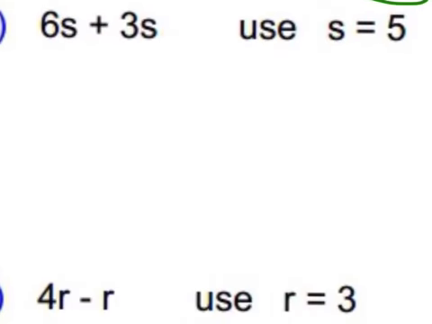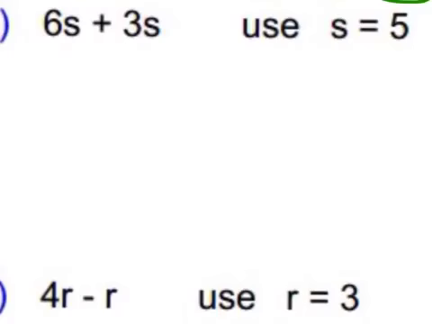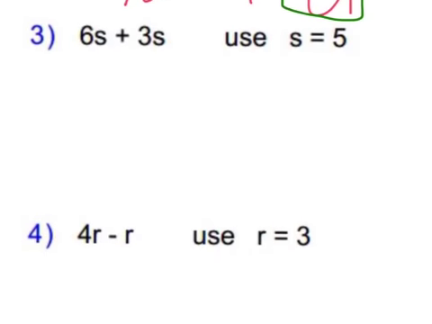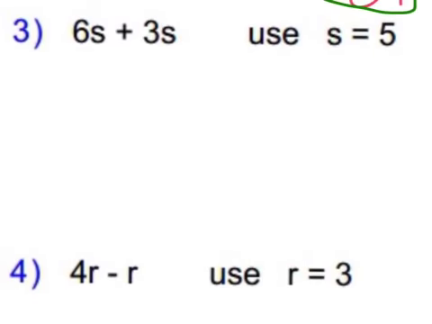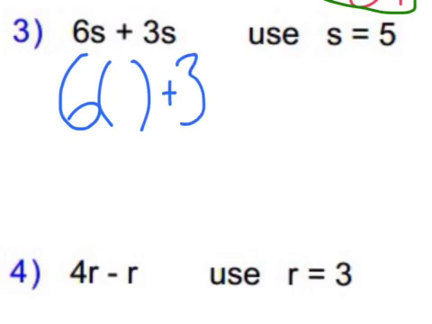All right. So this one might be a little bit more tricky. I can see it says for number 3, 6s plus 3s, and we're going to be substituting 5 for s. So like always, I'm going to rewrite the equation, and instead of the letters, I'm going to put these parentheses, 3 open parentheses. Great. Instead of the s, we're going to write 5. So right there, I'm going to write 5 and 5.